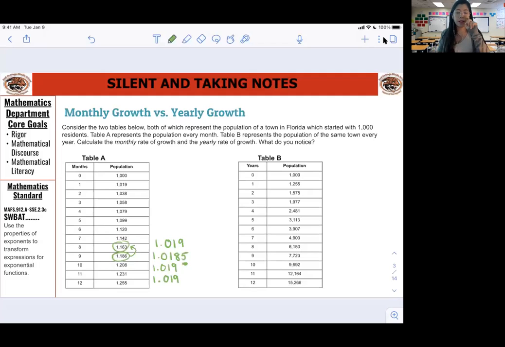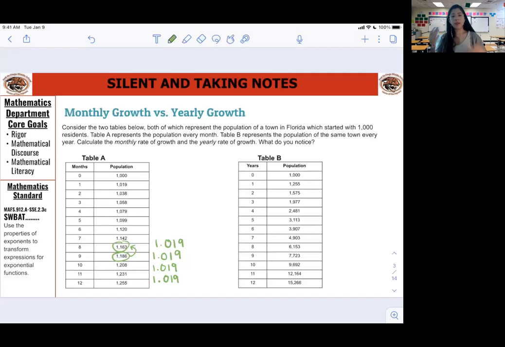Even though this one is 1.0185, how do I know that that's going to round to the same value? There's a little rhyme that helps you remember. 5 or more, raise the score. 4 or less, let it rest. So since I have a 5 and the rhyme says 5 or more, raise the score, I can round my 8 up to a 9.